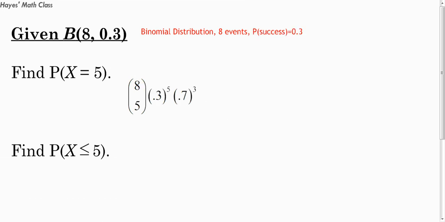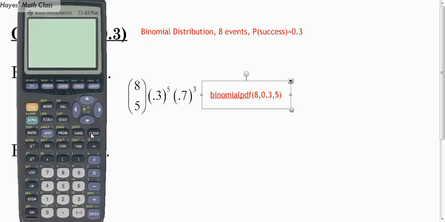The other way that we could do this is to use your binomial PDF. We've got 8 events, probability of 0.3, and then we want 5 successes. So when you kick this all in, this is saying that you want 5 exact successes. Not 4, not 6, 5. So 8, 0.3, and 5, and we get 0.467.